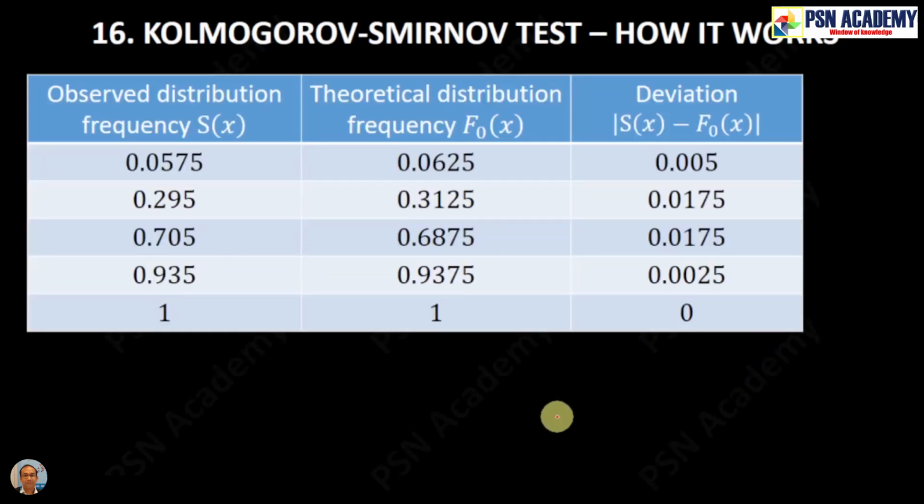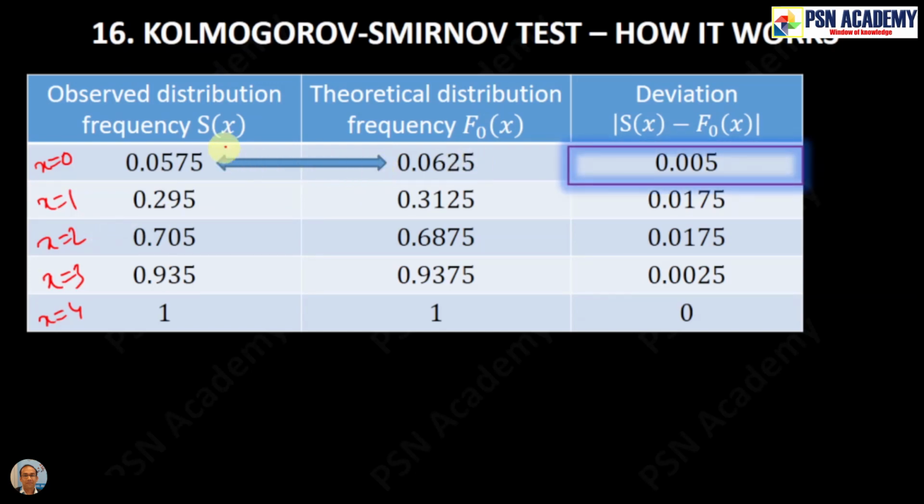After considering a sample data, we got this. Suppose the x is, this is for 0, this is for 1, this is for 2, this is for 3, and this is for 4. So there are 5 x's and they have their own frequencies. Now we find out the gap between these two. This one is S of 0, and this one is F suffix 0 of 0. This one is S of 1, and this one is F suffix 0 of 1, like that.